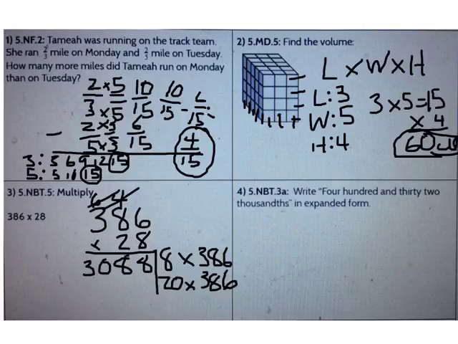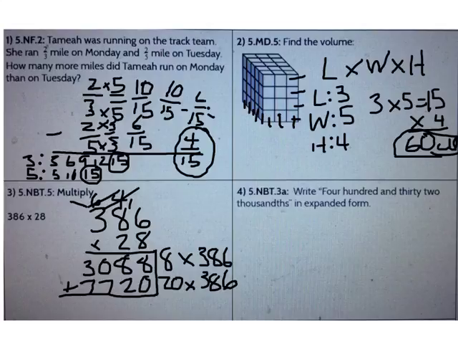Now I'm done with my 8. What's the next thing I need to do? I need to drop a 0 because I'm about to multiply in the tens place. What's 2 times 6? It's 12. What's 2 times 8? It's 16, plus 1 more is 17. What's 2 times 3? It's 6, plus 1 more is 7.